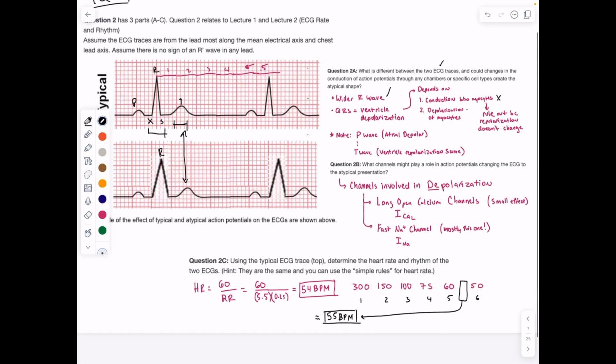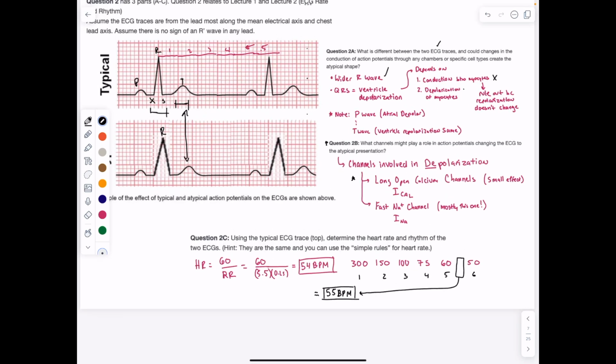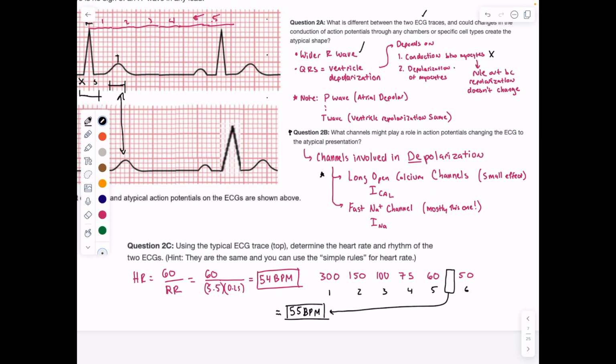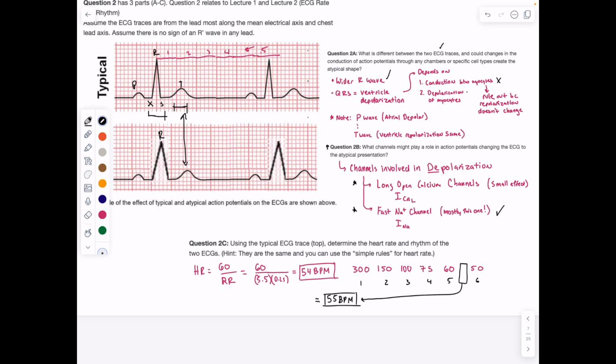Individual channels. So question 2b is leading to that. What channels might play a role in action potentials changing the ECG to the atypical presentation? Well, if QRS is ventricular depolarization and it's not conduction at play, then it's the channels involved in depolarization. We have two main channels here. We have the long open calcium channels, which play more of an effect in phase 2, the plateau phase, than in true depolarization. The other channel is the fast calcium channel. Most likely it's this one that's causing the effect in depolarization. So perhaps this is staying open for longer than it normally would.